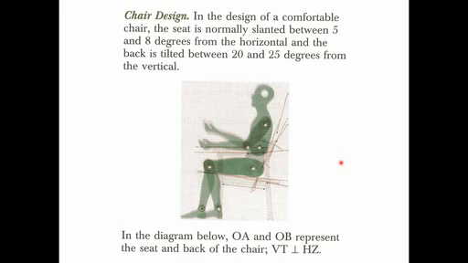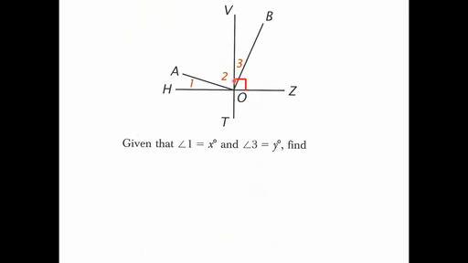Never wanted to be a crash dummy. Here's an example of one being used to determine if a chair is comfortable. They say it needs to be slanted from 5 to 8 degrees from the horizontal, so that's this little angle up here, and tilted 20 to 25 degrees from the vertical to be most comfortable. Here's a diagram we're going to follow, and OA and OB are the seat and back of the chair, with VT perpendicular to HZ as marked.